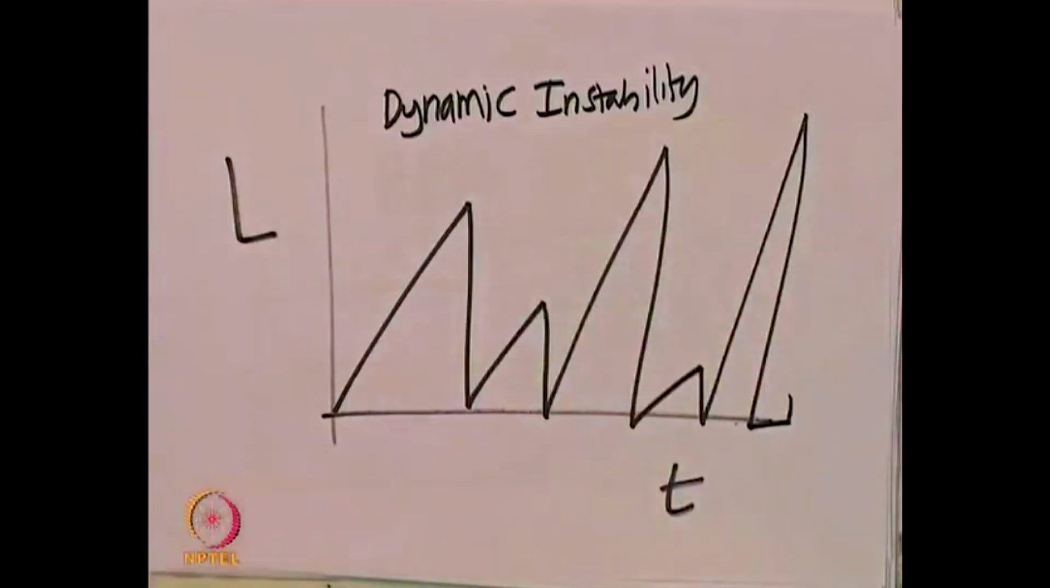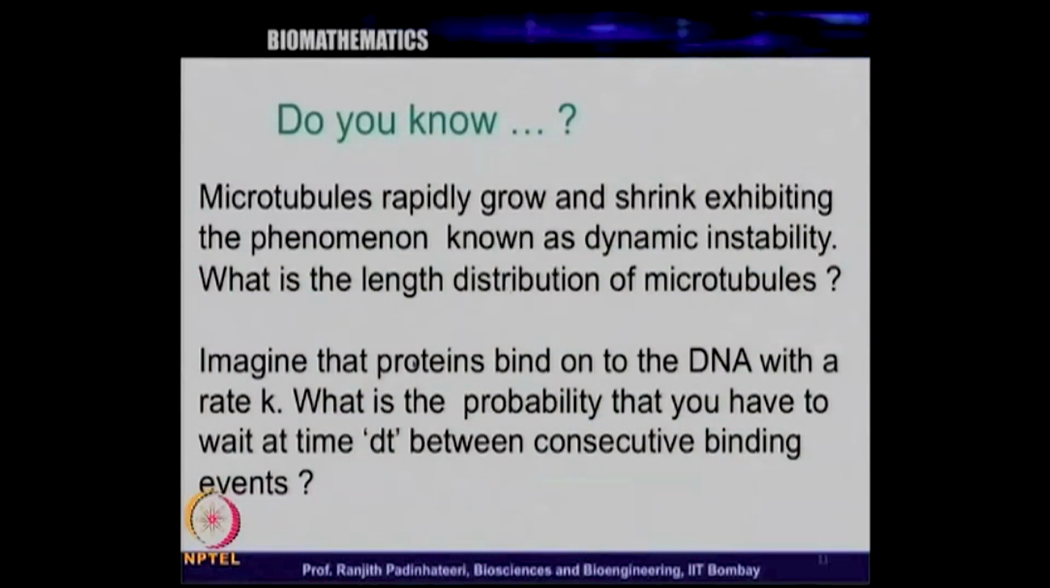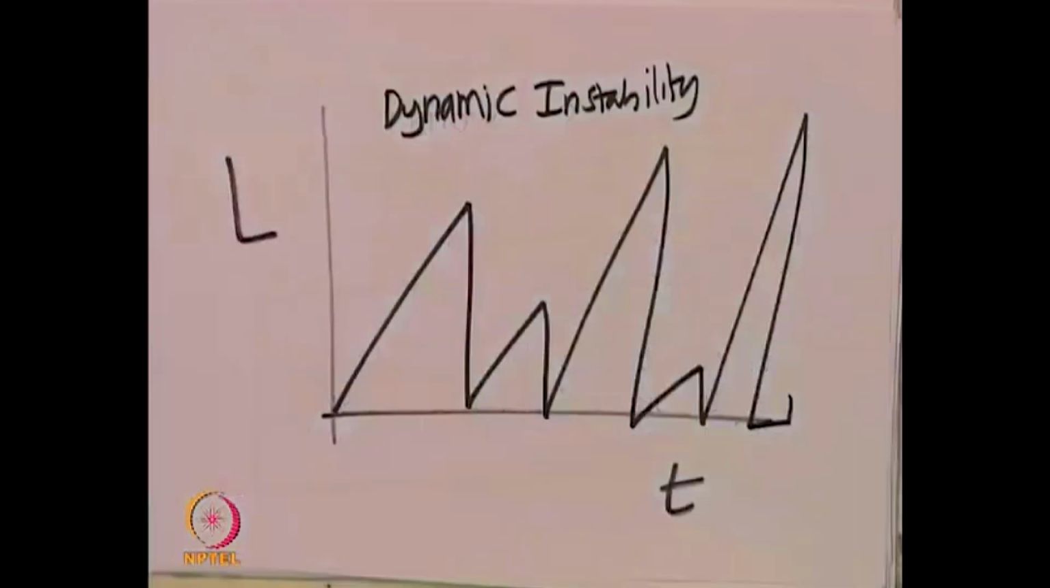We will discuss that. Now, also imagine that proteins bind onto the DNA, and imagine that they bind with the rate k. What is the probability that you have to wait a time of dt between consecutive binding events? So, imagine that you have binding and unbinding events happening, and there is a binding event happening with a rate k.